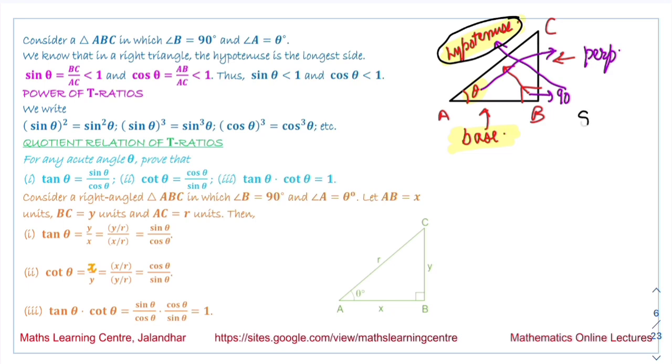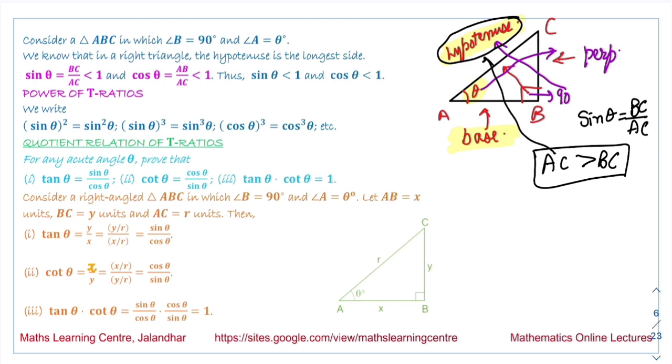So if we write the value of sine theta, the formula for this is BC over AC, and AC is greater than BC because AC is the hypotenuse of this triangle. So what we get is that sine of theta is always less than 1. Similarly, cos of theta is always less than 1.